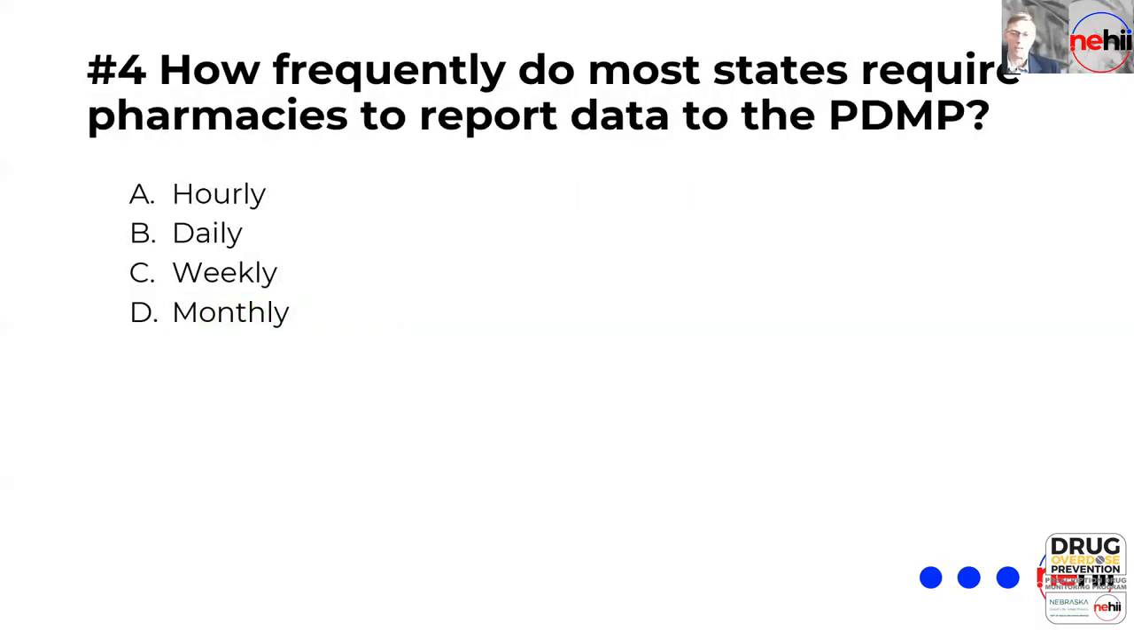Question 4, how frequently do most states require pharmacies to report data to the PDMP? Hourly, daily, weekly, or monthly? The correct answer here is daily, B. While there are some states that require hourly prescription or even shorter than that, such as Oklahoma, 45 states require daily reporting.